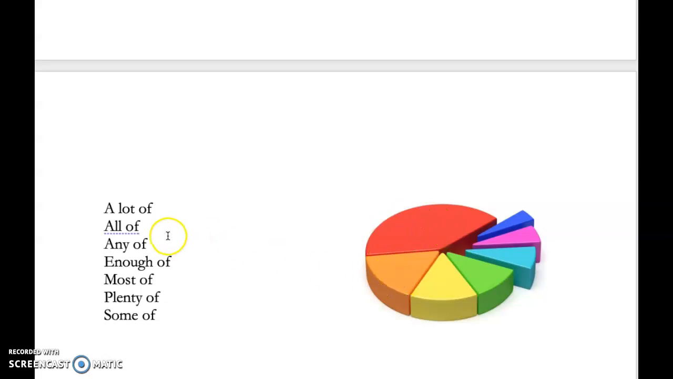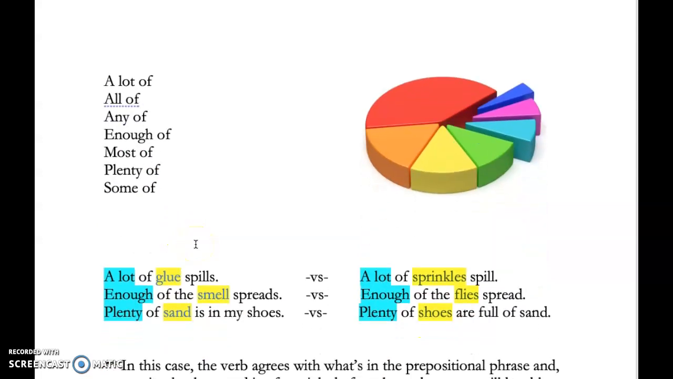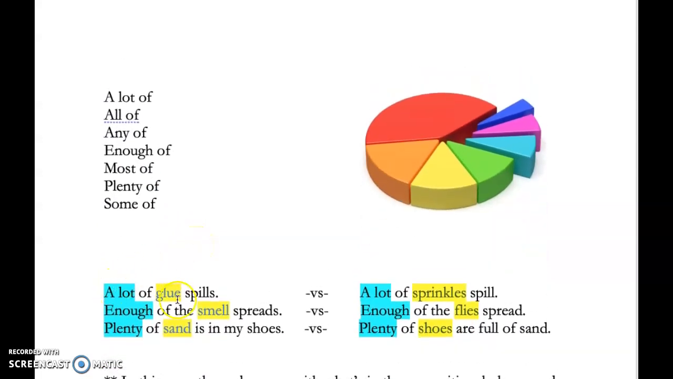So you're only going to have to deal with count, non-count when you're dealing with a fraction of a whole, even a whole fraction of a whole, as is the case in all of, okay? Let me show you what this looks like. A lot of glue. Can you count glue? No, so it's always singular. And in fact, the word glue is singular. A lot of glue spills. But a lot of sprinkles, you can count them, so it's plural: spill. Enough of the smell, can't count that, spreads, singular. Enough of the flies, can count them, spread.